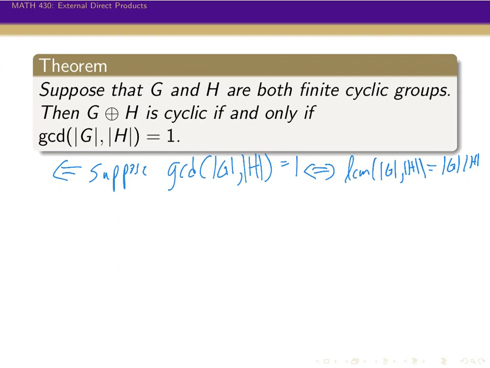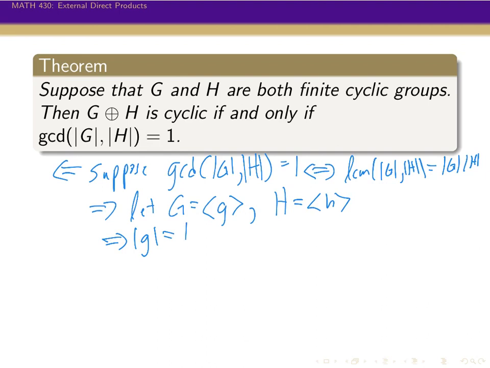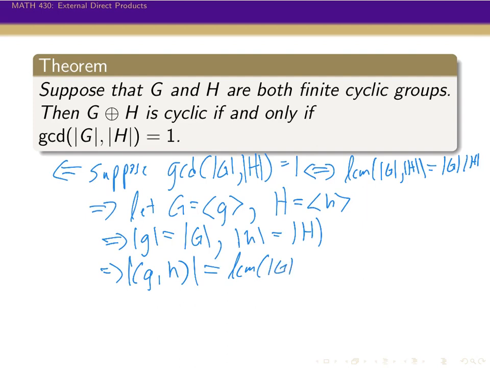And so then, if I let G be generated by little g and H be generated by little h, then the order of little g is equal to the order of big G, and the order of little h is equal to the order of big H. And so then the order of (g, h), by our lemma, is equal to the LCM. But since these two are relatively prime, the LCM is equal to the product.